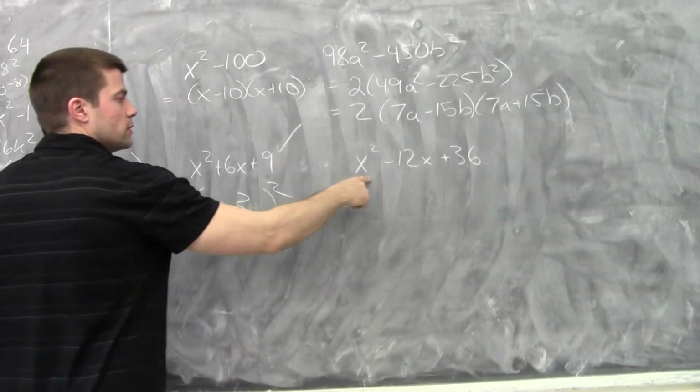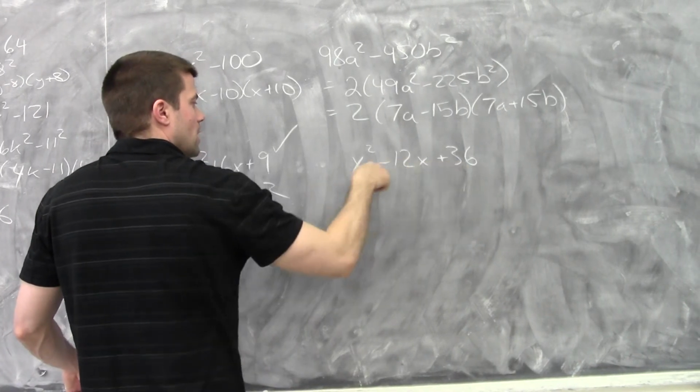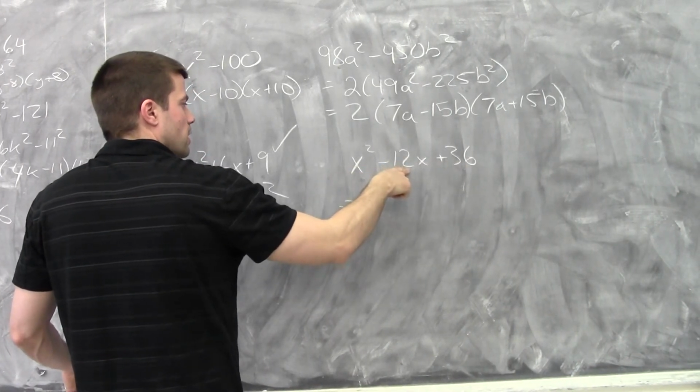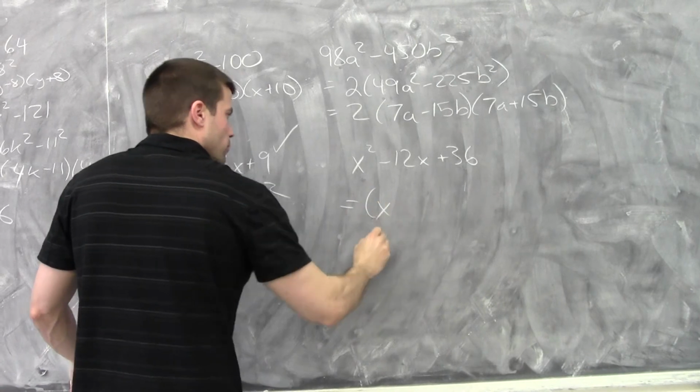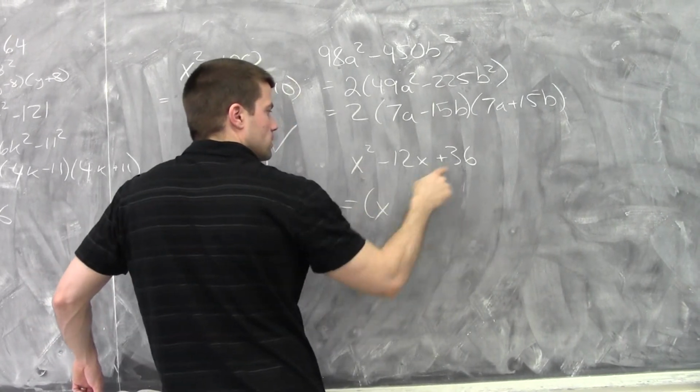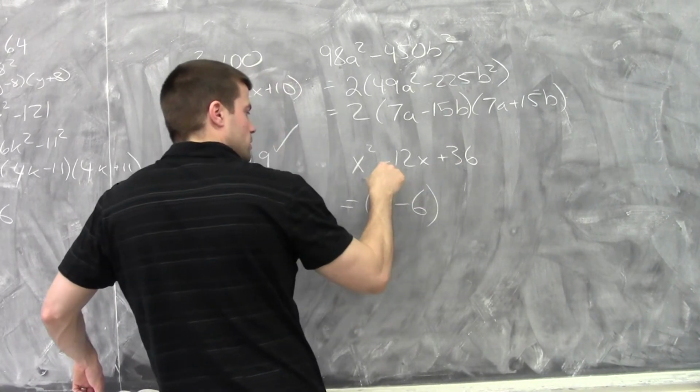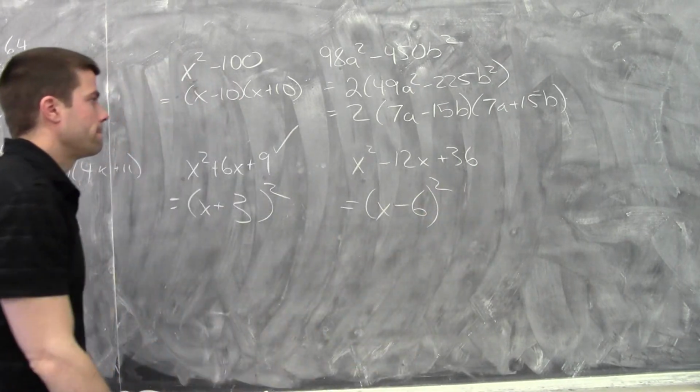Same thing over here. Perfect square, yes. Perfect square, yes. 6 times x is 6x, times 2 is 12x. This is a perfect square trinomial. X, 6. This sign drops down, squared.